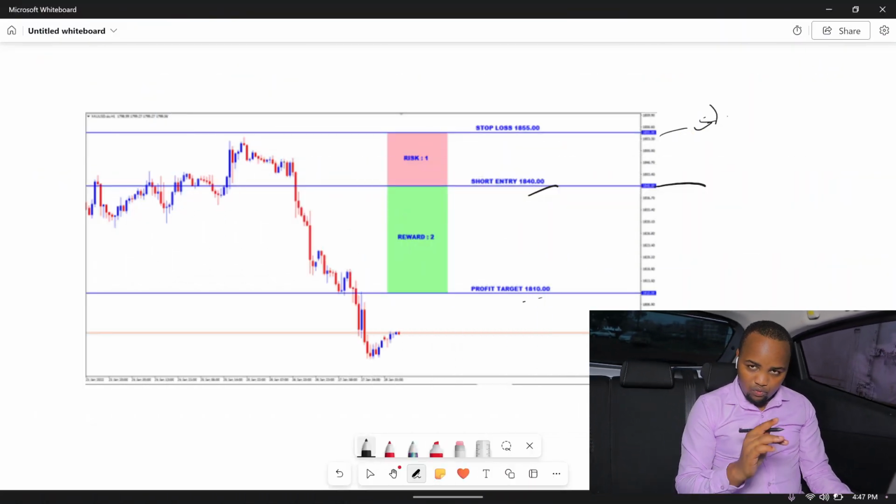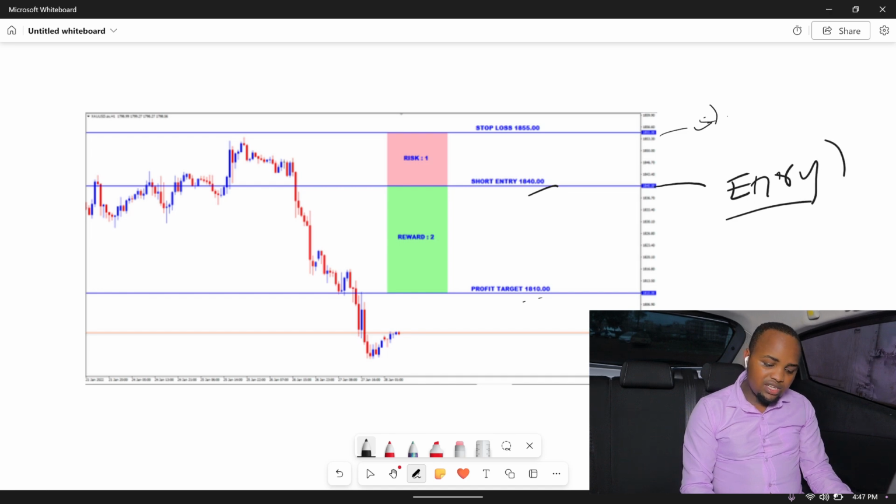There are a lot of reasons you can put these levels there, and there is a way you have to do this first. As a trader, the first thing you have to identify in the market is what we call the entry point. Have you identified the entry point? Yes, this is my entry.